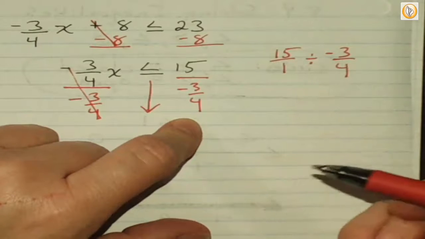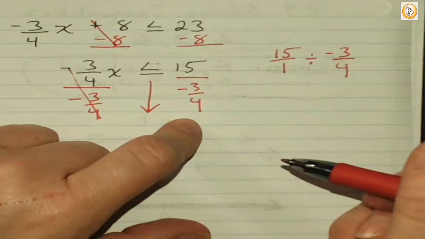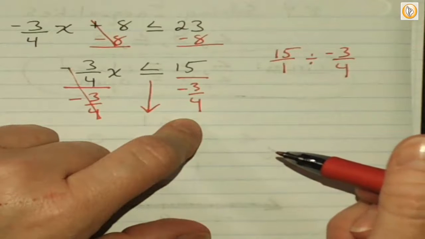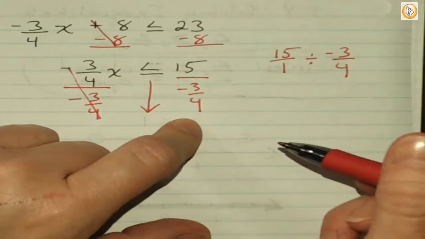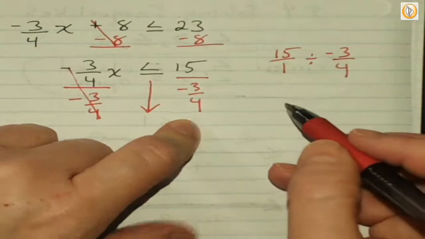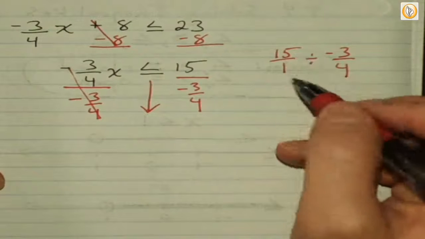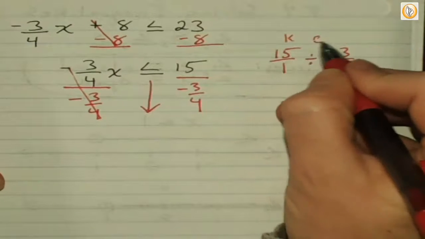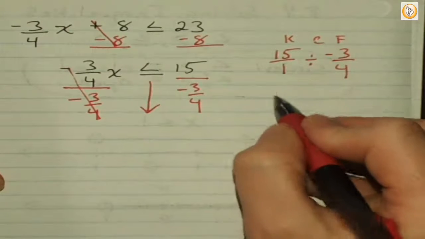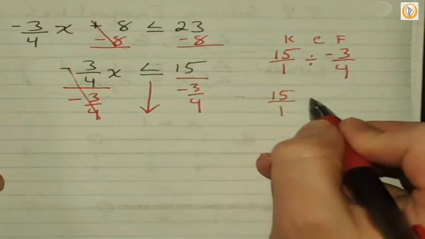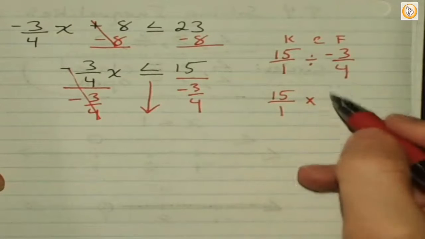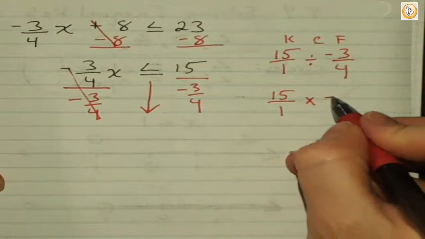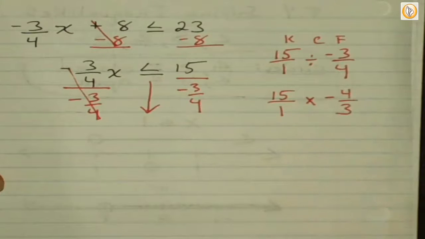What are the rules for dividing fractions? You have to make it multiplication. It's called, I don't remember what it's called. Keep, change, flip. I was thinking of KFC. Okay, so go ahead. Y'all can do this. So we're going to keep, change, and flip. So we have 15 over 1 times, so we change the division to multiplication, negative 4 over 3.